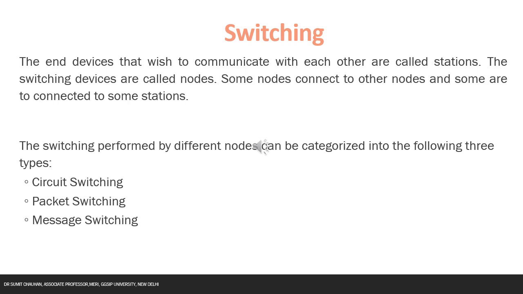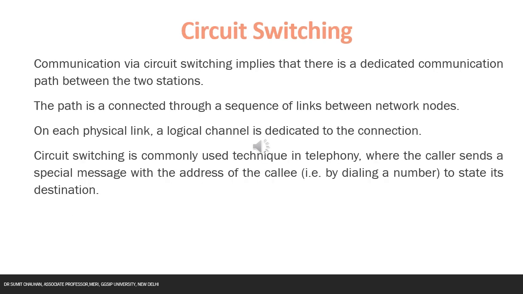The switching performed by different nodes can be categorized into the following three types. We have circuit switching, packet switching, and message switching. Circuit switching. Communication via circuit switching implies that there is a dedicated communication path between the two stations. The path is connected through a sequence of links between network nodes. On each physical link, a logical channel is dedicated to the connection.